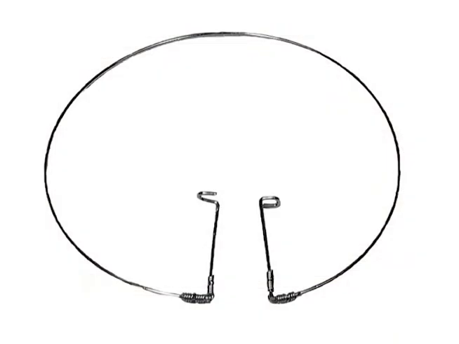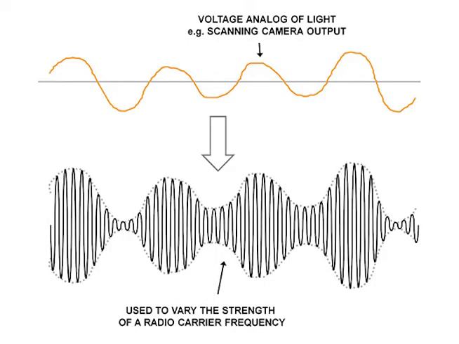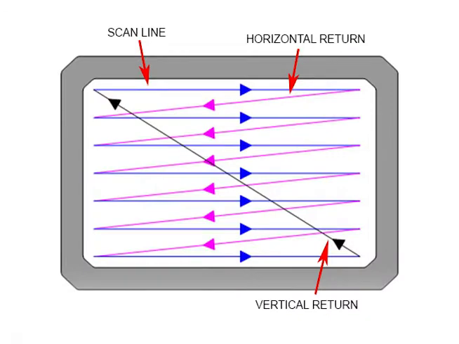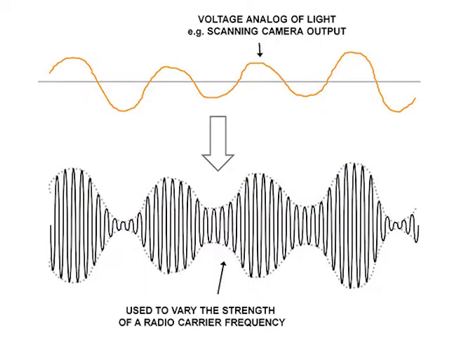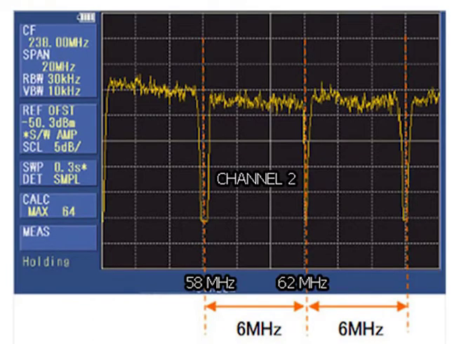Attaching a loop antenna to the back of the television set and facing it towards the transmitter, it was possible to detect a radio carrier frequency that was being varied to represent or be an analog of the value of light intensity detected by a camera scanning left to right, line after line, top of picture to bottom of picture, and repeating. The radio carrier frequency is varied in time, mimicking the output of the scanning camera as it changes in time. The size of the picture and the speed at which the scan is repeated determines the channel bandwidth required.